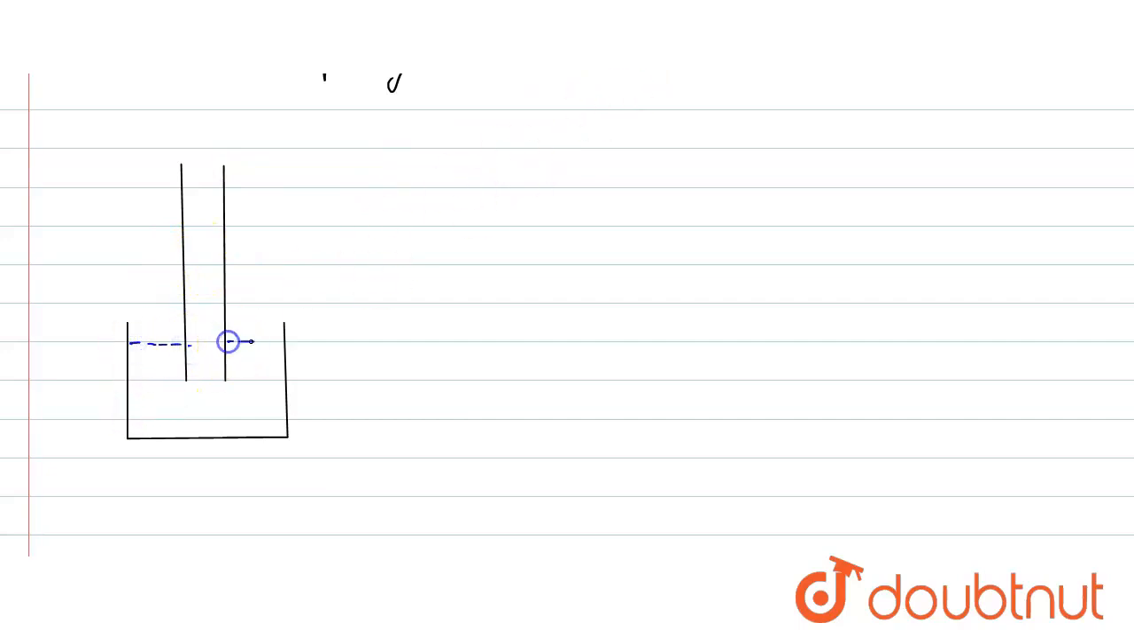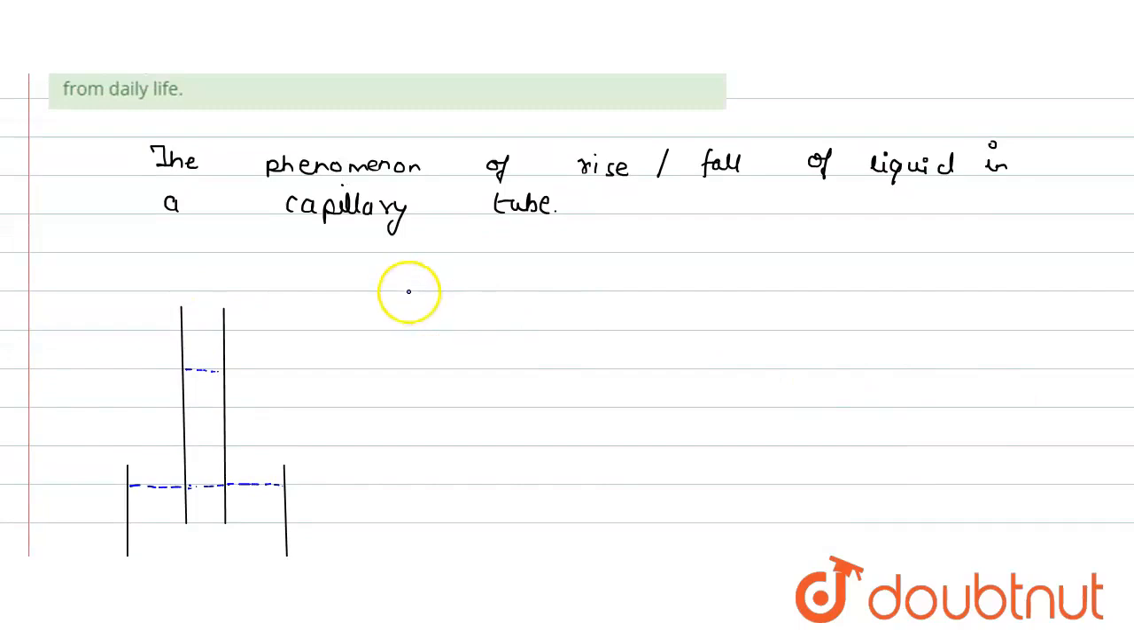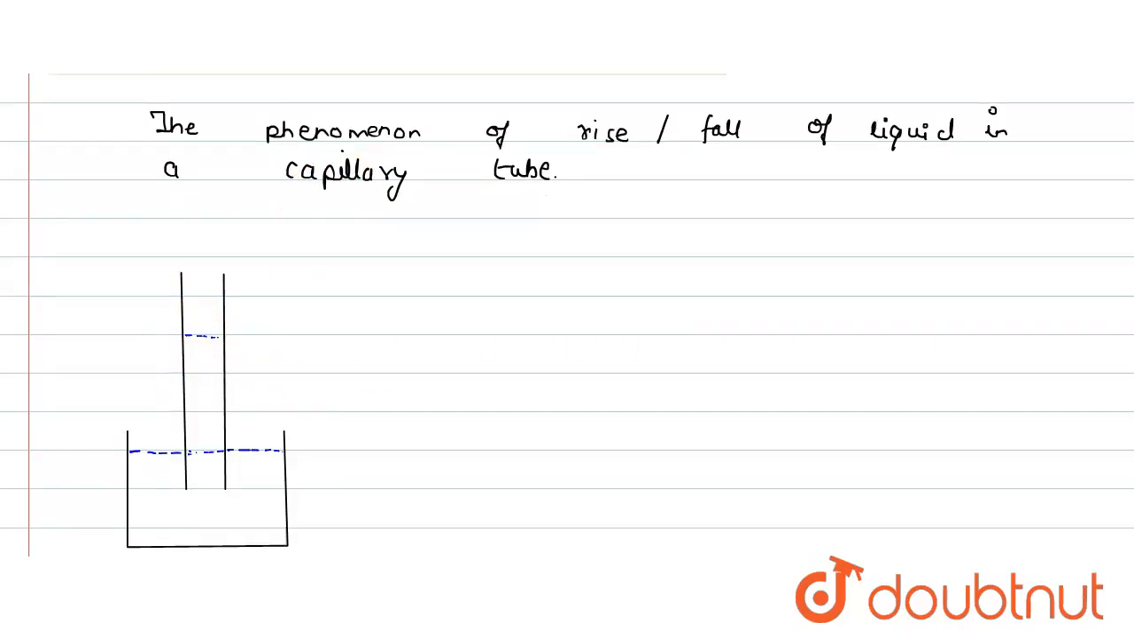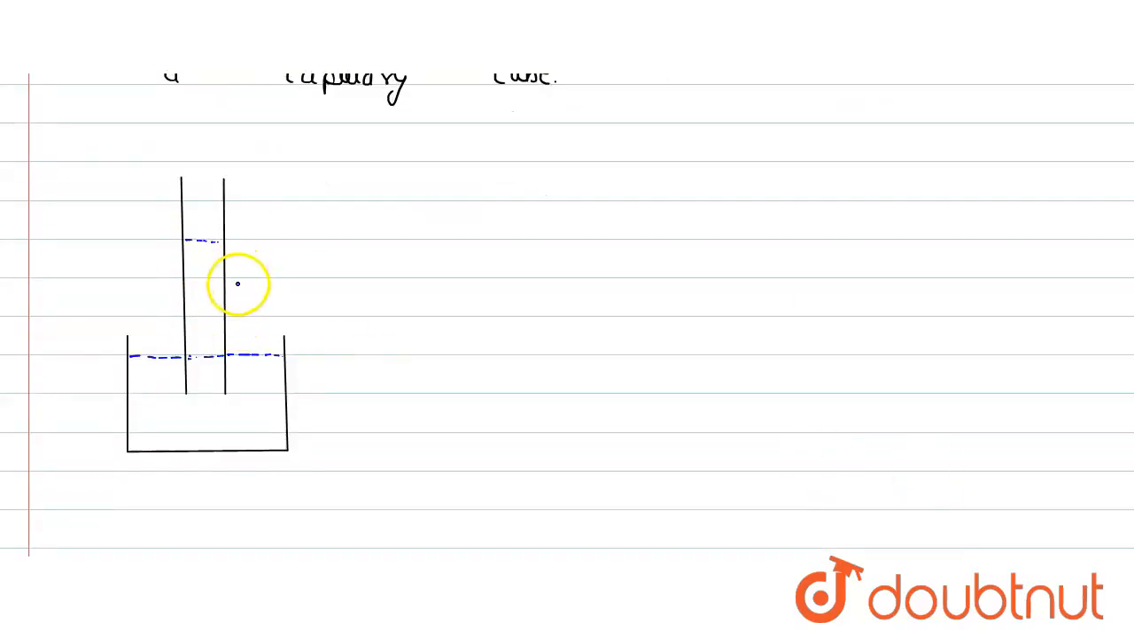So what should we expect? We should expect that the level of water in this tube should be like this. But actually, it is observed that if the radius is very small, the liquid level would rise. So this phenomenon is known as capillarity, and it can be seen in the capillary tube. The capillary tubes are those tubes which have a very small bore or small radius. So let's say that the height to which the water level rises is h.